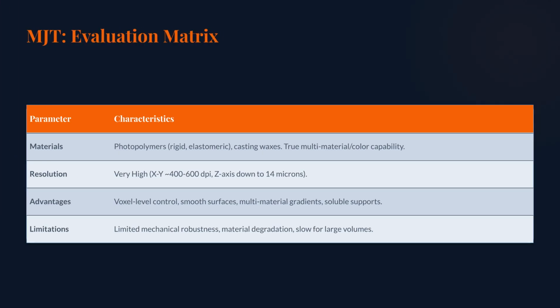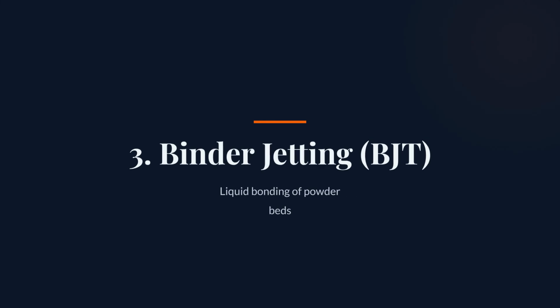Finally, this evaluation matrix for material jetting showcases its multi-material capabilities and high resolution, balanced against potential limitations like slower build speeds for larger volumes. Now, let's examine the third category, binder jetting, or BJT. This process utilizes a liquid bonding agent to selectively join powder materials together.